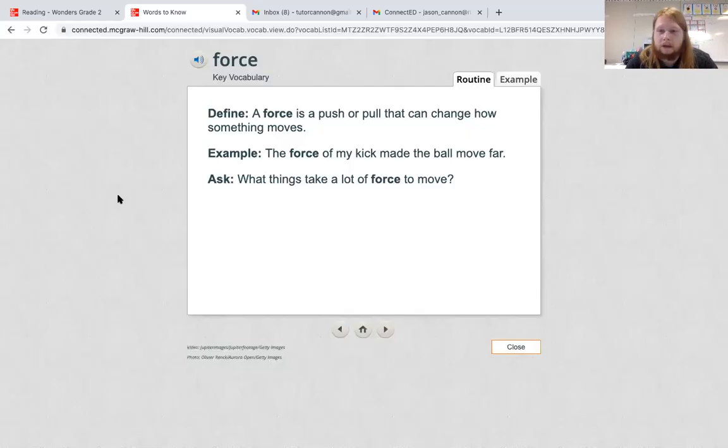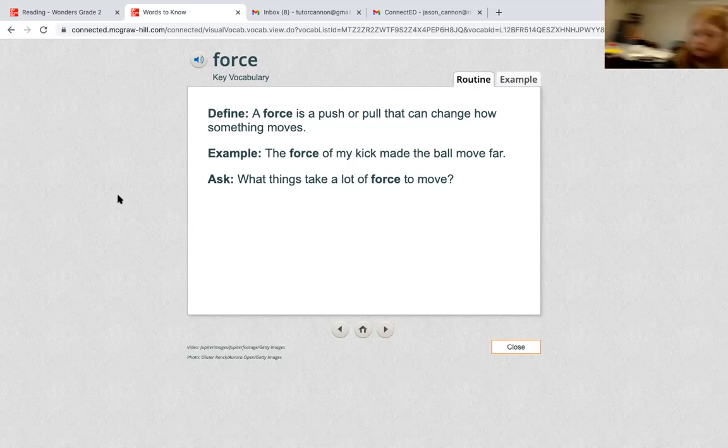Okay, what things take a lot of force to move? Well, when things are heavier, they usually take a lot more force to move. For example, Mr. Cannon moved all of these tables by himself. It took a lot of force because the tables are made out of steel, made out of heavy wood, made out of very hard material.